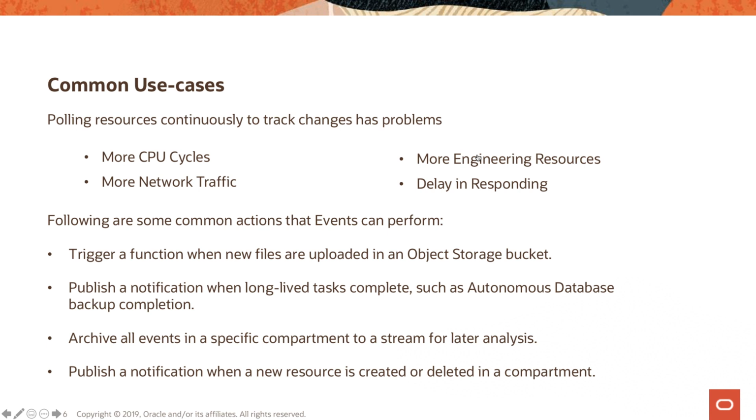Let's say you are interested in when some file comes into your object storage bucket, you want to change its format or create thumbnails automatically, right? And you can use the events service to subscribe to objects getting uploaded into your bucket event. And once that happens, you can invoke OCI function to take the automated action of changing format or creating thumbnail or whatever it is.